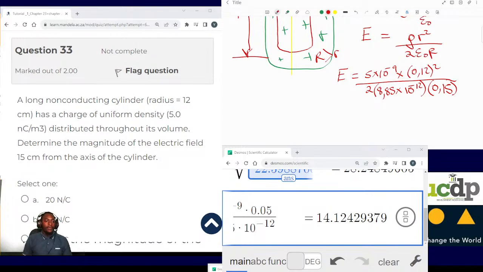Not sure if you noticed the difference between the two situations. The first one, the radius of the Gaussian surface had to be smaller than the radius of the cylinder. In this case, the radius of the Gaussian surface is larger than the radius of the cylinder. I'm not sure if you are picking up the difference.